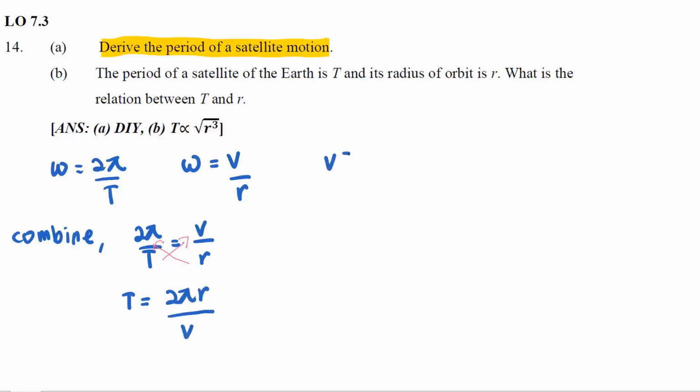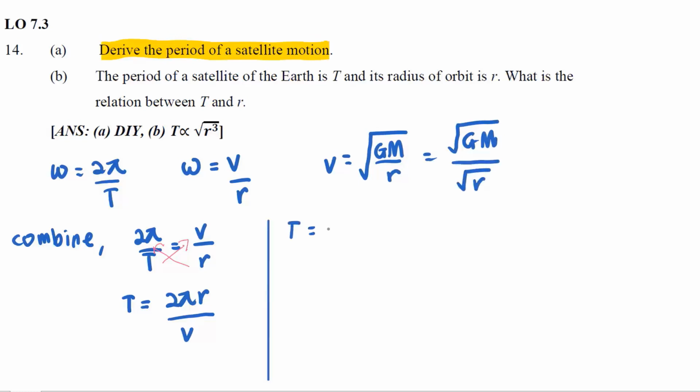And we know that v equals square root of GM over r, right? So it's actually square root of GM over square root of r. So I'm going to put the v back into this equation. But because v is at the bottom, I invert it: 2 pi r times square root of r over square root of GM.